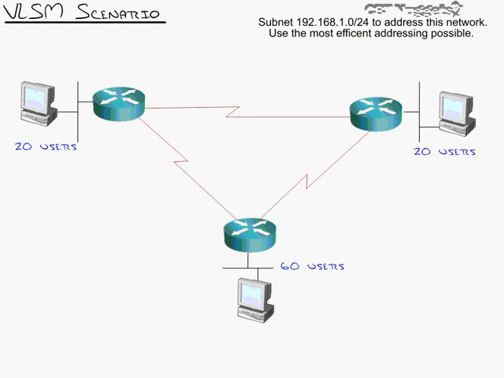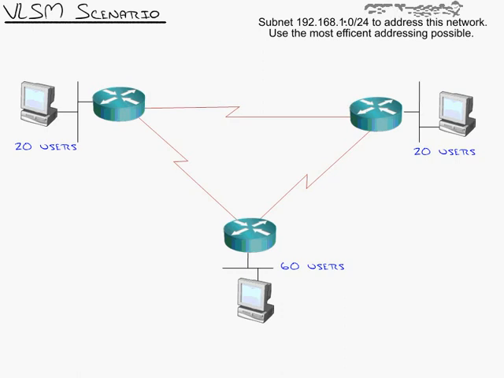VLSM stands for Variable Length Subnet Mask. It's a technical term, but really a simple definition. All it means is that you can change your subnet mask whenever and wherever you want on the network. Now remember what subnetting is. Subnetting is taking one network and breaking it into mini networks. For example, we have 192.168.10.0/24 here, and I could break that into mini networks to address this network that you see in the diagram.